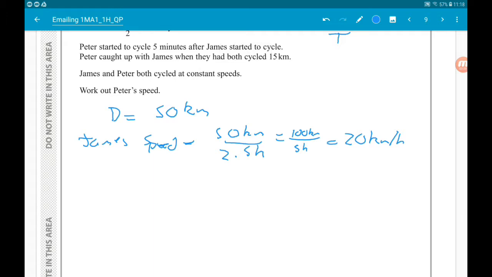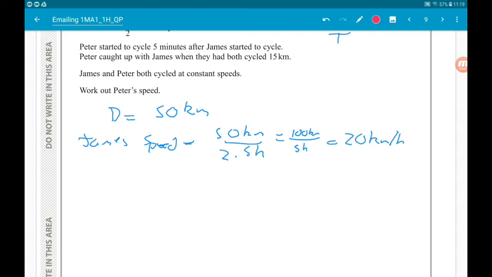We know Peter started to cycle 5 minutes after James. That's not really helpful yet. What is helpful though is that Peter caught up with James when they had both cycled 15 kilometers. So from that, we can work out how long it took James to cycle 15 kilometers. Then from that, we can work out how long it took Peter. From that, we can work out Peter's speed.